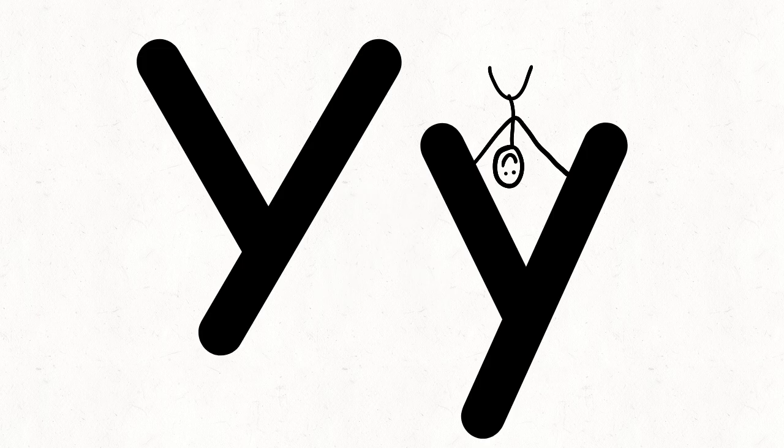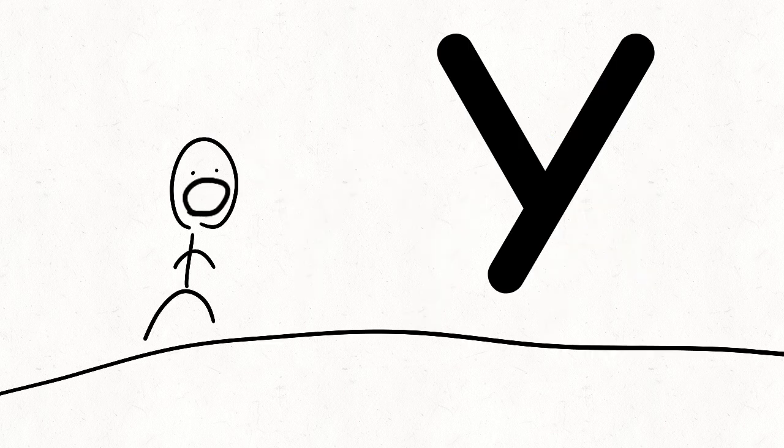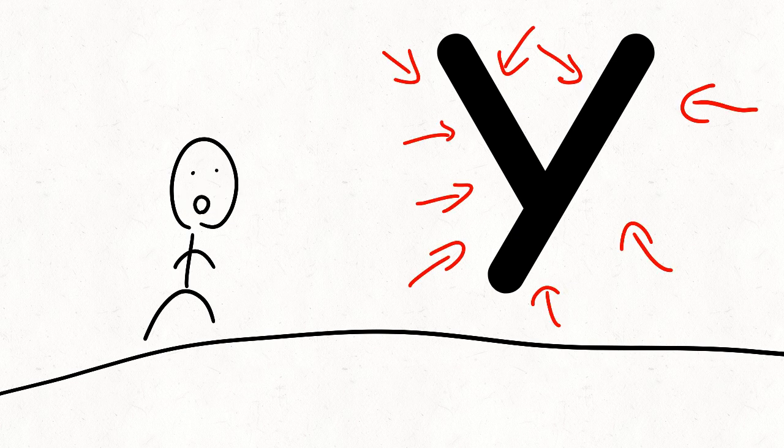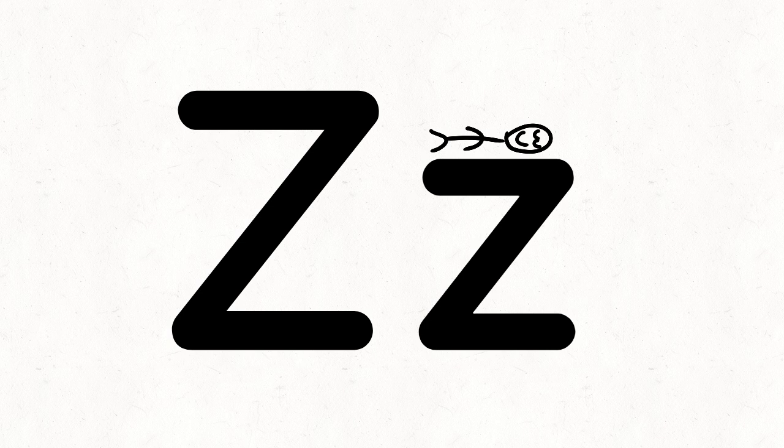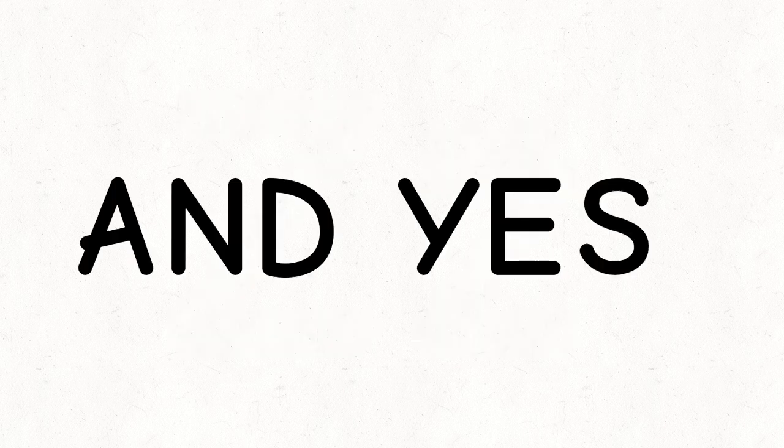Up next, y. Now I understand that lowest case y should look like this, but for whatever reason FlipaClip generates uppercase y like this, so just make it smaller. And finally, z. And yes, just make it smaller.